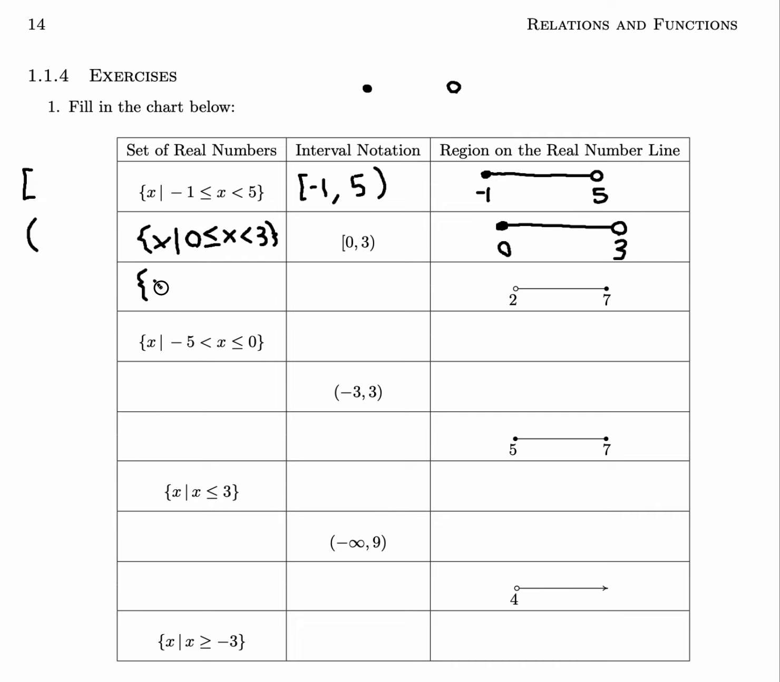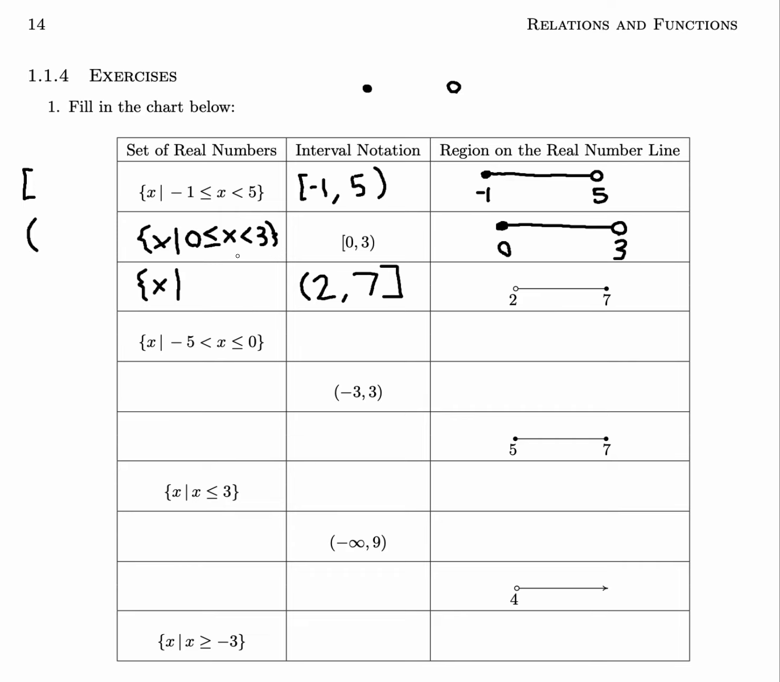Alright, so we're given the region on the real number line here instead of the interval notation and the set of real numbers. So if you look at this, guys, this is a parentheses because it's an open circle. 2, comma, because it's in between 2 and 7. So the comma is like indicating in between. And 7, that would be a bracket because it's a closed circle.